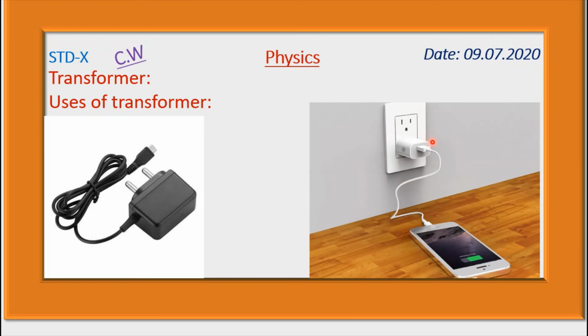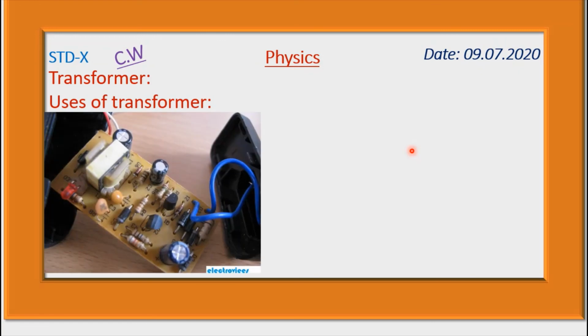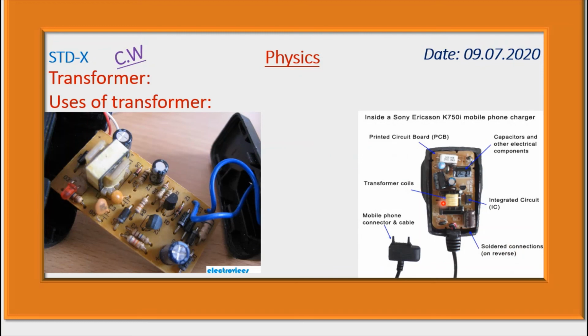To make this low voltage we need a transformer, and here is the internal construction of a mobile phone charger. Here a transformer is used to make the 220 volt into only 5 volt. That is, it is a step down transformer. Using this transformer we can make high voltage into low voltage. That is, a step down transformer is used in a mobile phone charger.